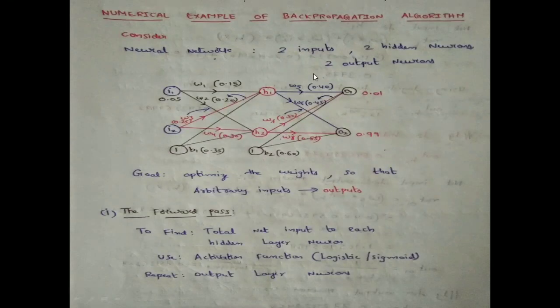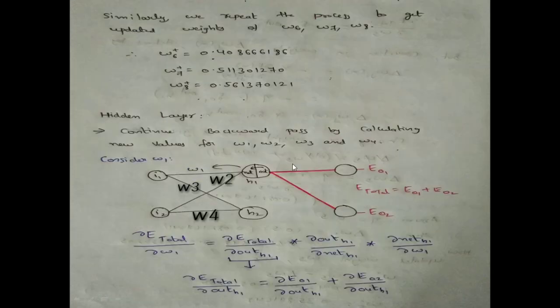In the previous lecture, we discussed the weight updations in the output layer, and now we are going to discuss the weight updations in the hidden layer. So let us now start our discussion. Here we continue our backward pass by calculating the new values for the weights W1, W2, W3 and W4.